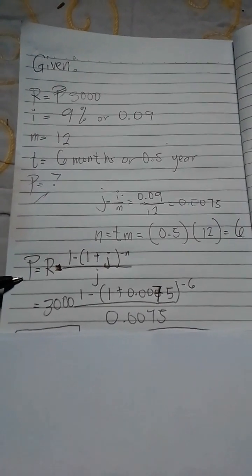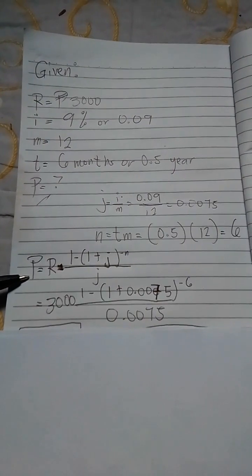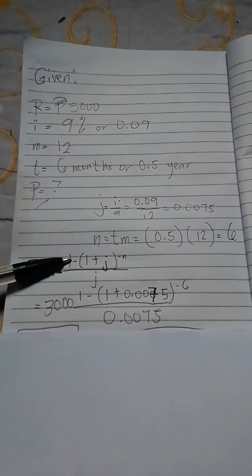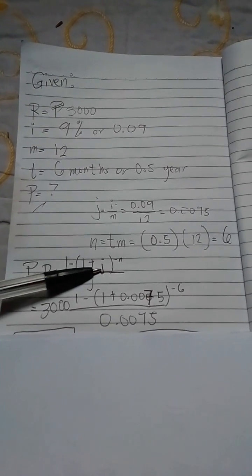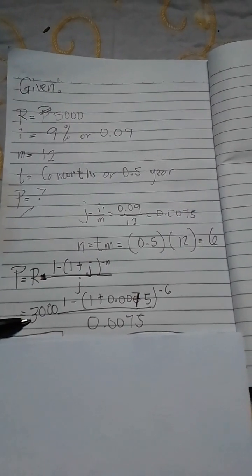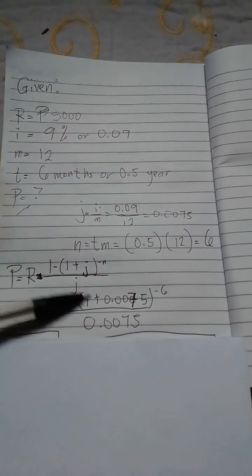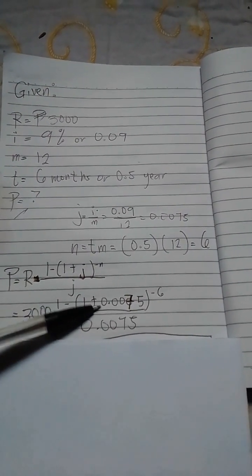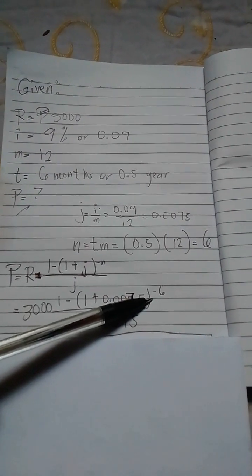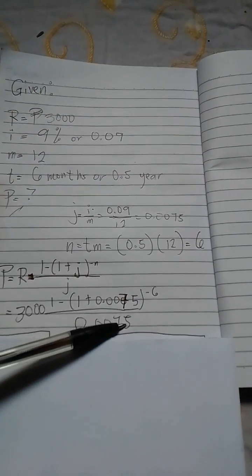Now, let us find the present value. For finding the present value, this is the formula: P is equal to R times 1 minus 1 plus j raised to negative n, over j. R is equal to 3,000 times 1 minus 1 plus j, which is 0.0075, raised to n, which is negative 6, over j, which is 0.0075.